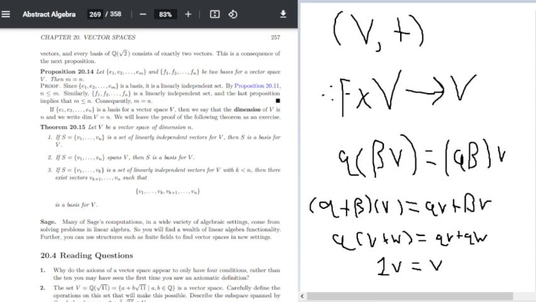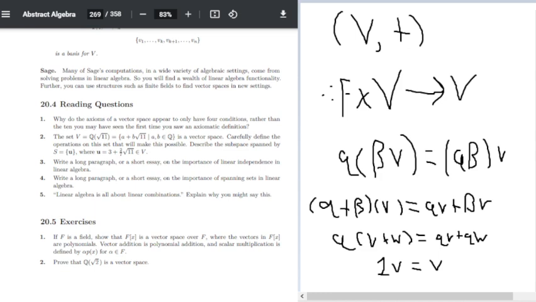Theorem 20.15. Let V be a vector space of dimension n. 1. If S is equal to V1 all the way to Vn is a set of linearly independent vectors for V, then S is a basis for V. 2. If S is equal to V1 all the way to Vn spans V, then S is a basis for V. 3. If S is equal to V1 all the way to Vk is a set of linearly independent vectors for V with k less than n, then there exist vectors Vk plus 1 all the way to Vn, such that V1 all the way to Vk, Vk plus 1 all the way to Vn is a basis for V.